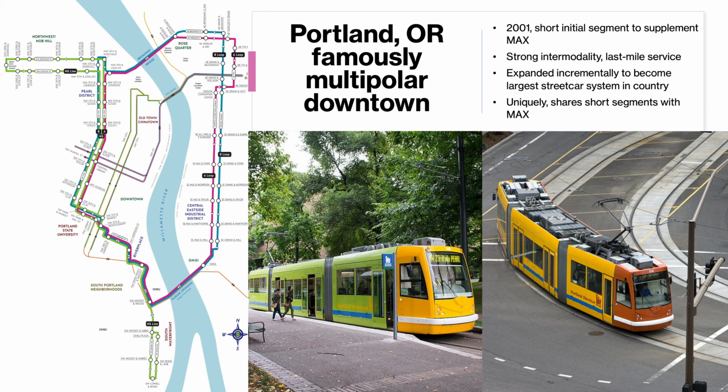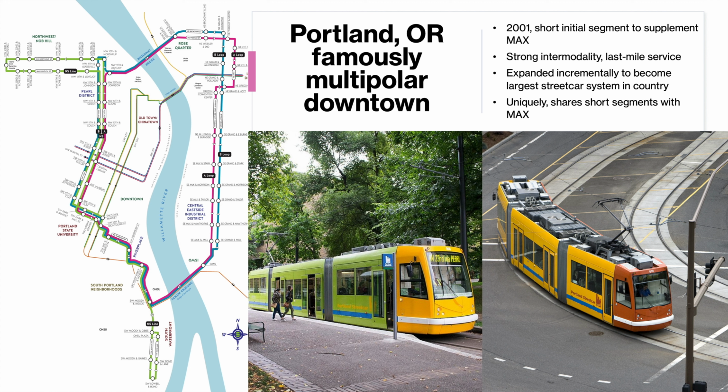It has a famously multipolar smaller downtown, such that even though it has one of the largest light rail networks in the entire country, if you took the light rail into downtown, the downtown is so large that you still might end up having to walk a full mile and a half to your final destination. So in order to solve this problem of a last mile service, they built a streetcar using Czechoslovakian-built vehicles, which they later built domestically in Portland. And they expanded it incrementally to become a three-route streetcar system, the largest network in the country.